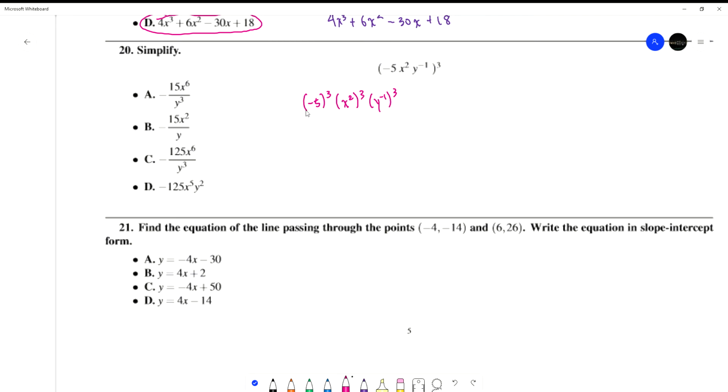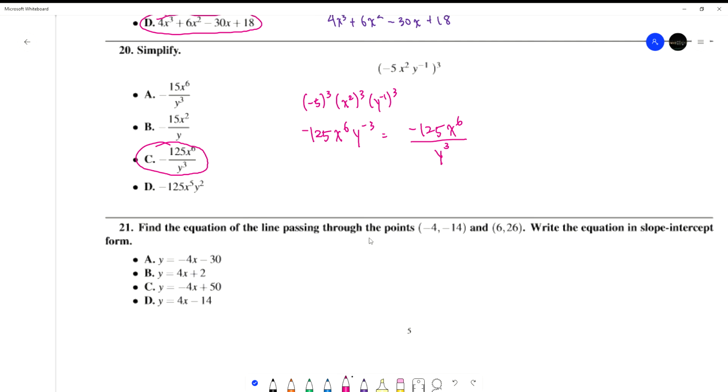So essentially, negative 5 to the third is negative 125. X squared to the third is x to the 6, and y to the negative 3. Now we do not want negative exponents. We have to make them positive, so we have negative 125 x to the 6 over y to the positive 3, y to the third. And that is the same as answer choice C. Any problems there?